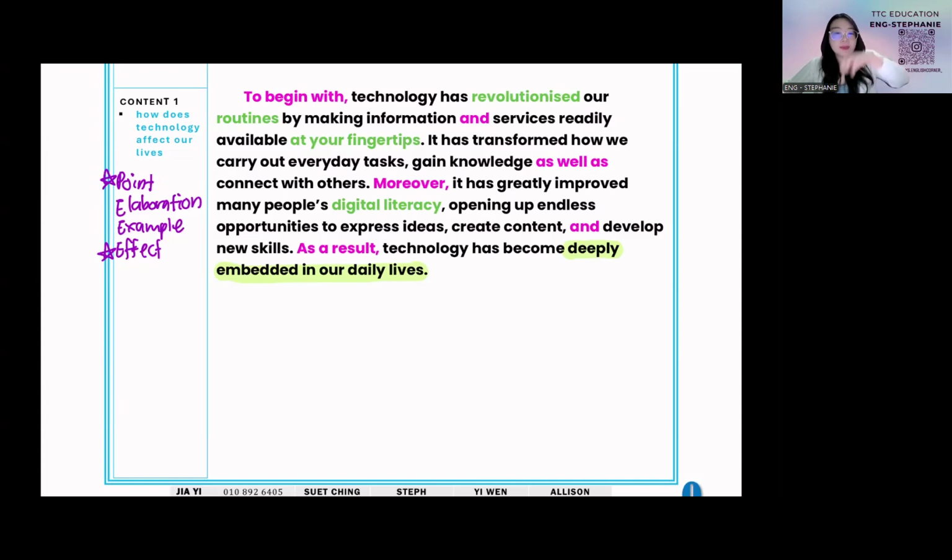So when you say deeply embedded, it means something that brings a very major influence to our life, that it's just fixed there. Okay, we won't change it. We will be very used to it, that kind of stuff. Okay, so embedded means deeply fixed. Any other questions?